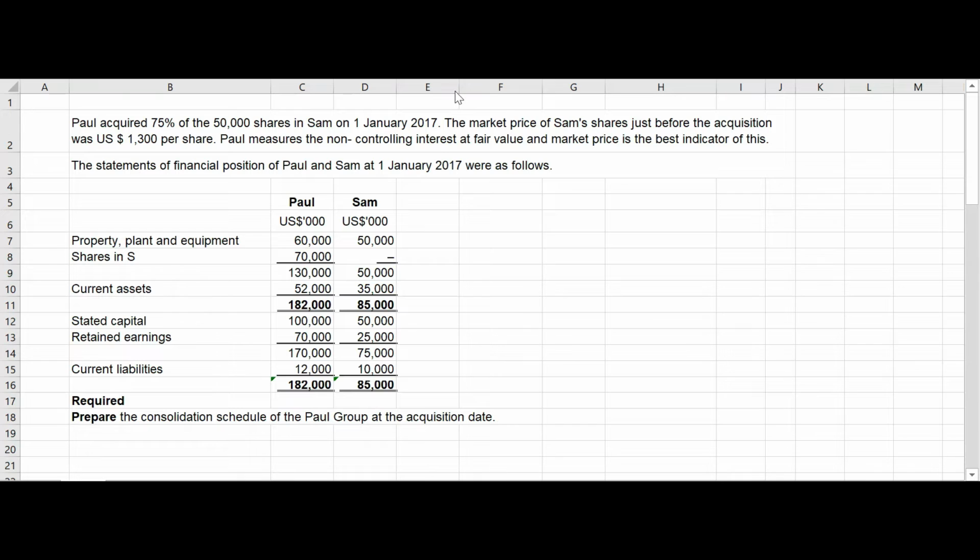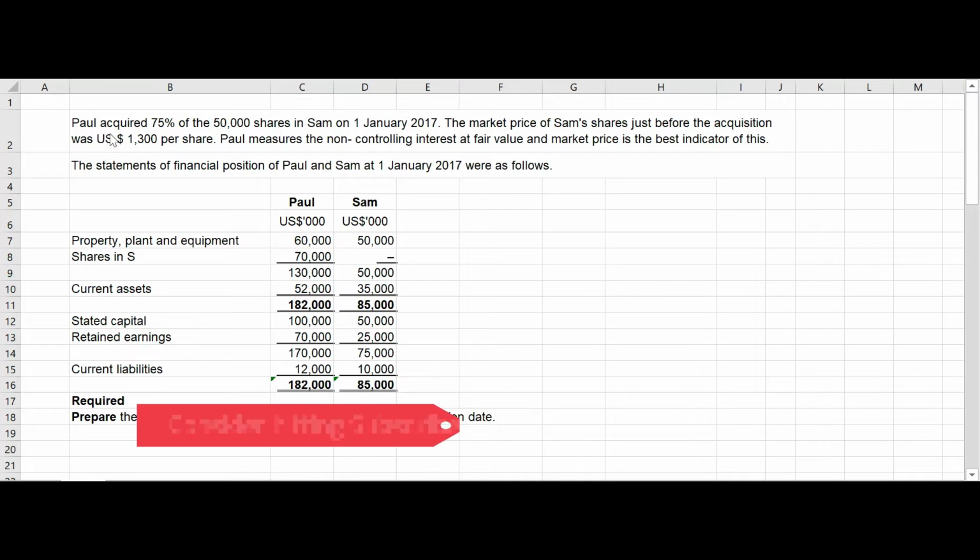Hi everyone, welcome to the session. In this session, I am going to discuss how to prepare a consolidated financial position. In this regard, I have selected one question. So let's go through the question first, then we'll move on to discuss how to prepare a consolidated financial position.